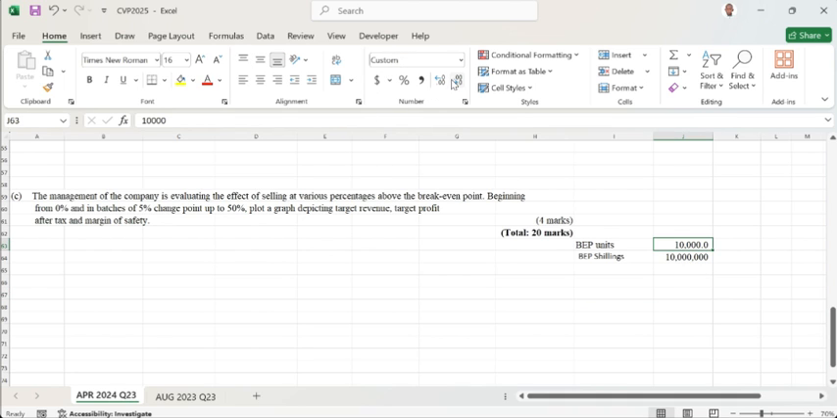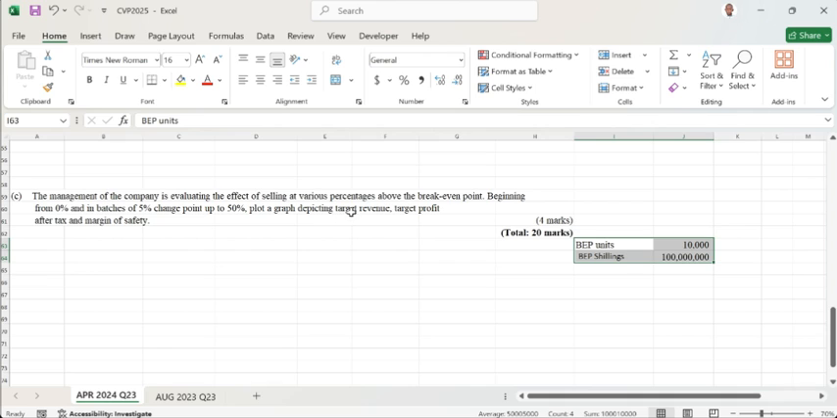10,000. Yeah. So the break-even point in units is 10,000. Then in shillings, is it 100 million? 100 million, isn't it? Nice. This is 1,000, so I add 10 like that.